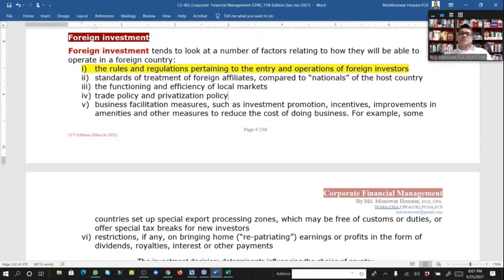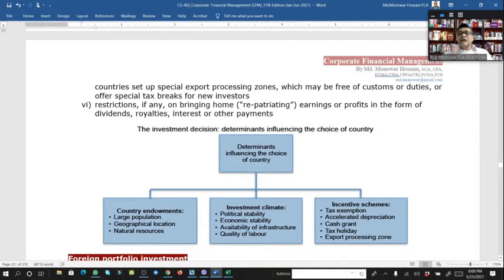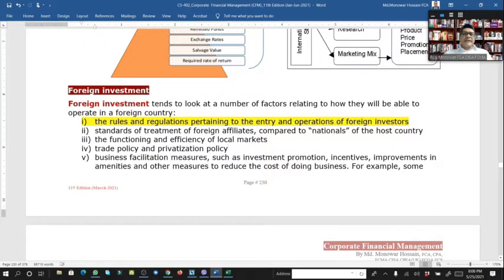And business facilitation measures such as investment promotion, incentives, improvement in infrastructure, and other measures to reduce the cost of doing business. For example, some countries set up a special export processing zone, that is our EPZ, which may be free of customs or duty, or offer a special tax break to the new investor. And that type of facility or foreign investment trend will be positive if the different factors are positive for the investor.